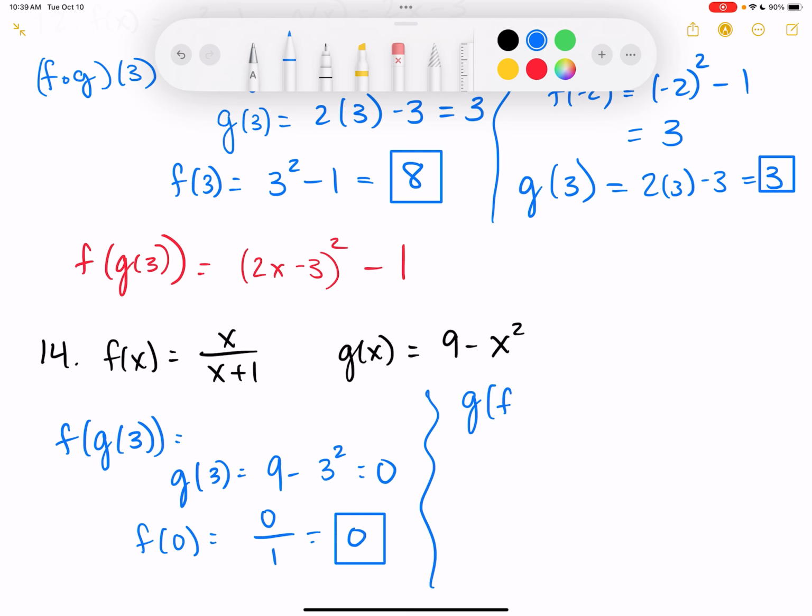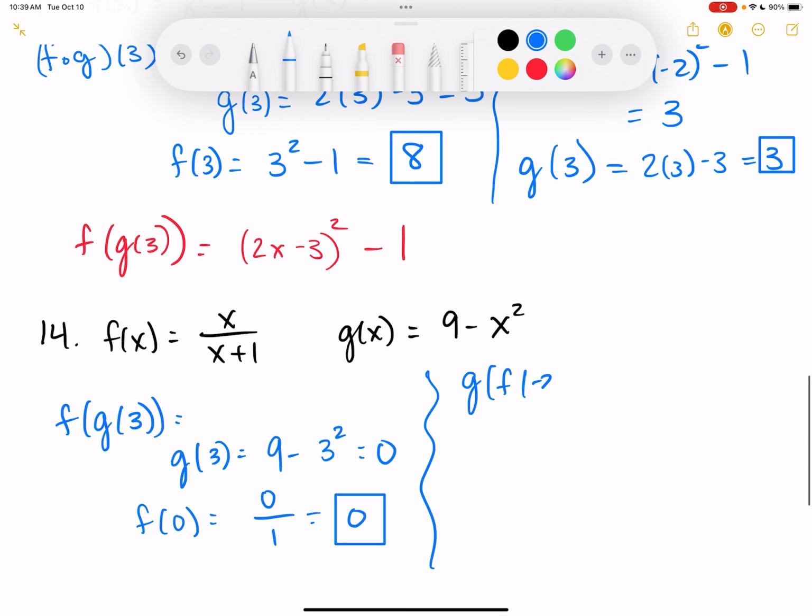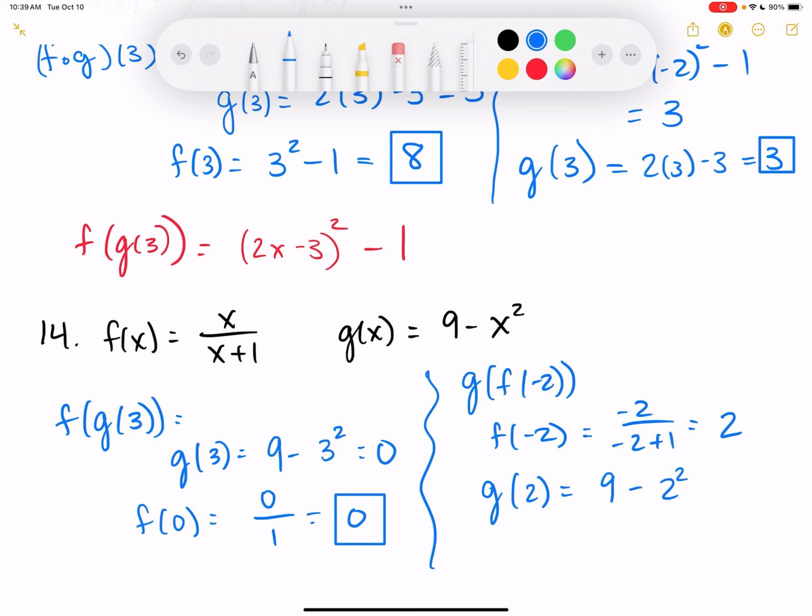And then g of f of, what was it, negative 2. So I'm going to do the f of negative 2. So that's going to be negative 2 over negative 2 plus 1. So that's negative 2 over negative 1, which is going to be positive 2. And then g of 2, plug in 2 for that, is going to be 9 minus 2 squared, which is 5.